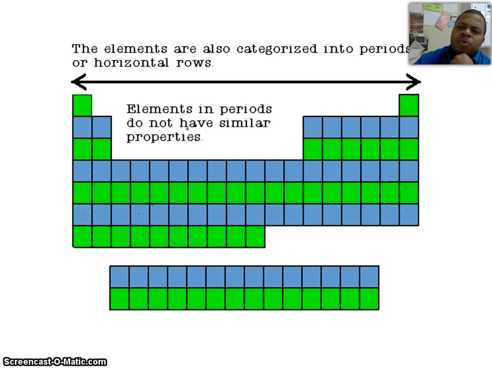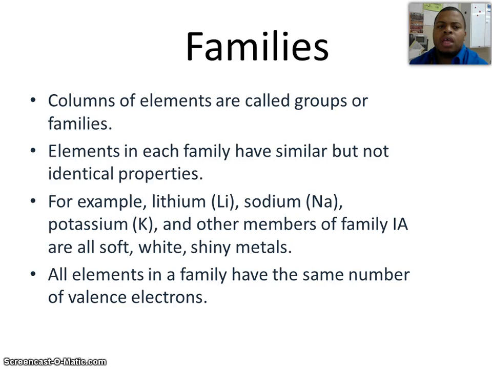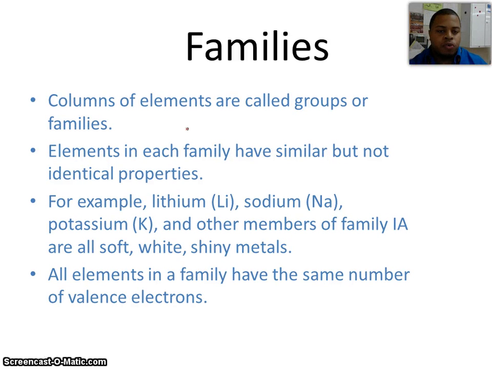And so we're actually able to see some different trends, which we'll get into a little bit later. We'll talk about the trends when we talk about electron configuration and so forth. So just keep that in mind. Now, these families or groups are going to have similar but not identical properties.